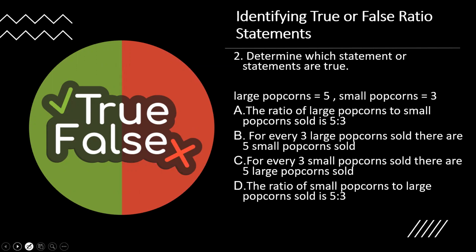Naya, can you read number two, please? Determine which statement or statements are true. Large popcorn equals 5, small popcorn equals 3. A. The ratio of large popcorn to small popcorn sold is 5 to 3. B. For every 3 large popcorn sold, there are 5 small popcorn sold. C. For every 3 small popcorn sold, there are 5 large popcorn sold. D. The ratio of small popcorn to large popcorn sold is 5 to 3.